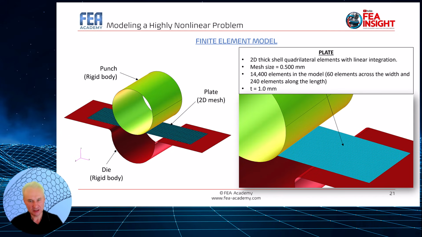The punch and the die are not meshed, okay? They are defined as rigid bodies. So the geometry here of the die and the punch are just surfaces. I don't need to mesh them.